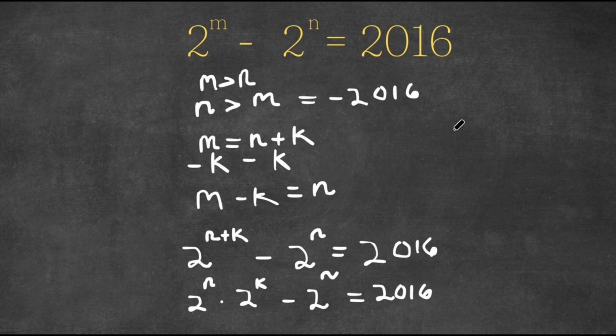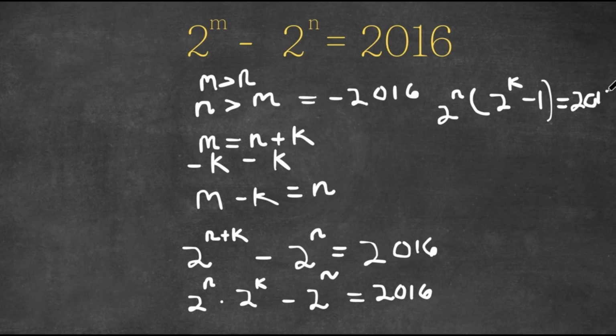And now if I factor out 2 to the power of n from this, I would get 2 to the power of n times 2 to the power of k minus 1 is equal to 2016. So now 2016, well, this is actually equal to 32 times 63.